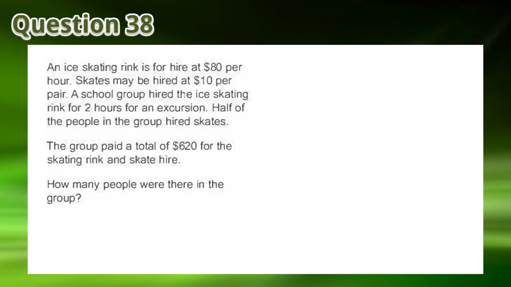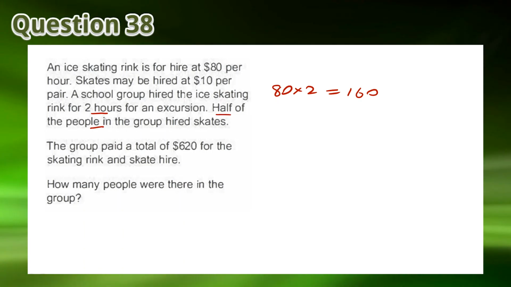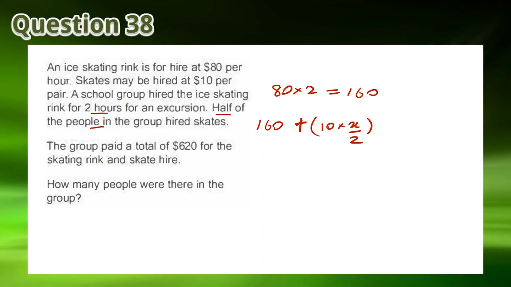Since the ice skating rink is for hire at $80 per hour, the total amount of money spent in the 2 hours will be 80 multiplied by 2, which is $160 for the hiring fee. And then we can let X be the amount of people that were in the group. This means that 160 plus 10 multiplied by X over 2 is equal to $620.